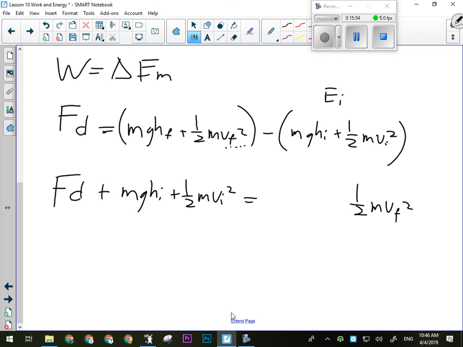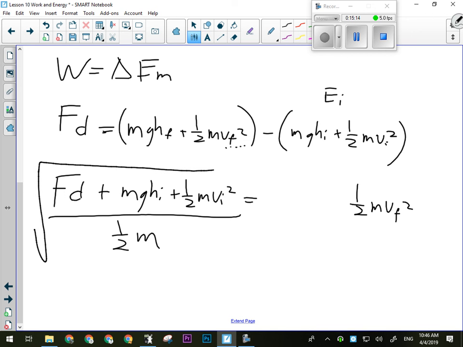How do I get v final by itself? Divide by half of m. And then what? Square root. Square root it. Like we said yesterday, a lot like what you would have done in a law of conservation of energy question in Science 10, just like a roller coaster question. The only thing that's different is in this question, I have to add in the amount of work that I'm doing on the way down the ramp. In a law of conservation of energy question, I wouldn't have had that, because they'd have been equal.